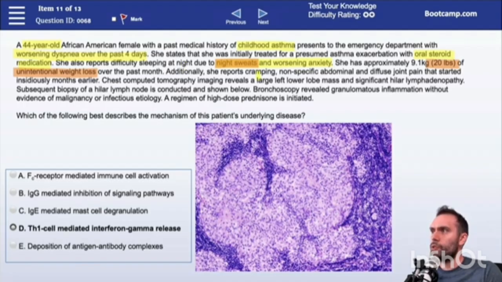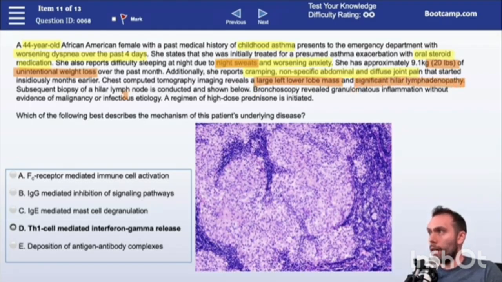Additionally, she reports cramping, nonspecific abdominal and diffuse joint pain that started insidiously months earlier. Chest CT imaging reveals a large left lower lobe mass. Okay, so now I'm definitely thinking potentially lung cancer. We'll have to go back. I didn't mention any history of breast cancer that can metastasize to the lungs. But yeah, large left lower lobe mass and significant hilar lymphadenopathy.